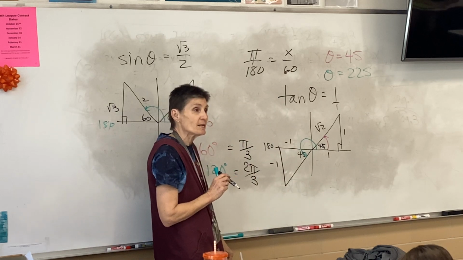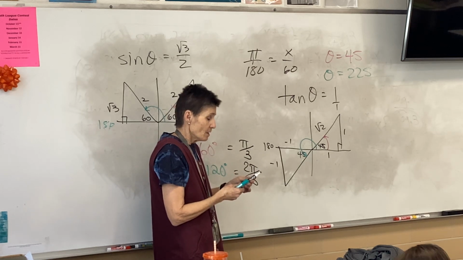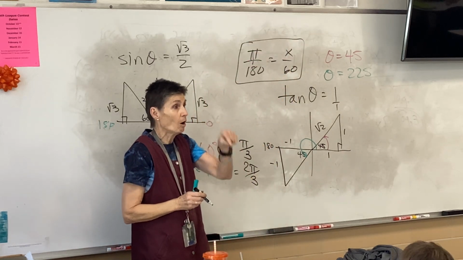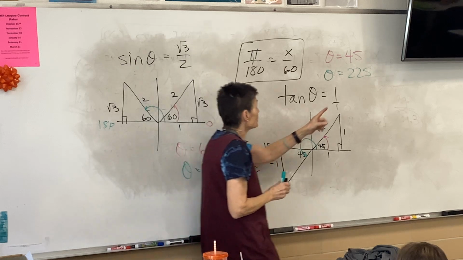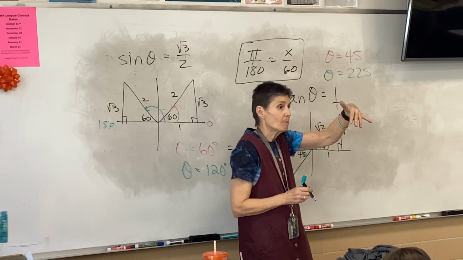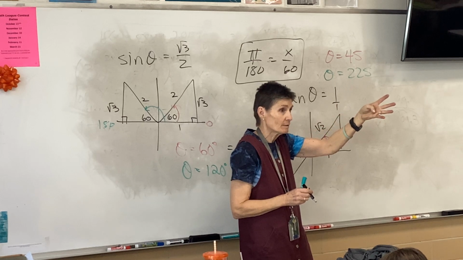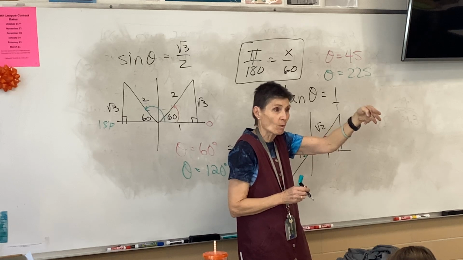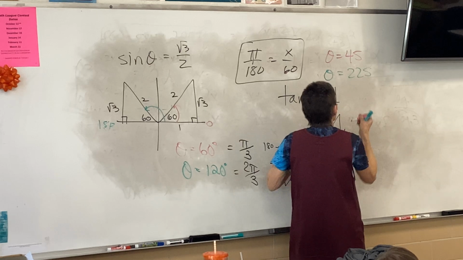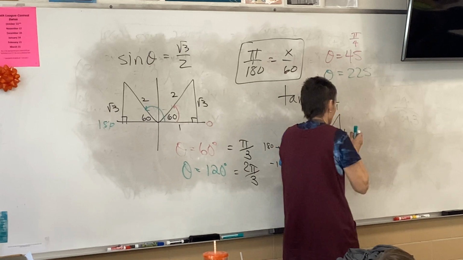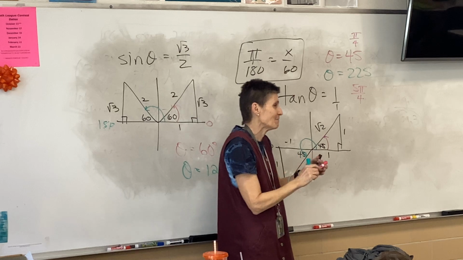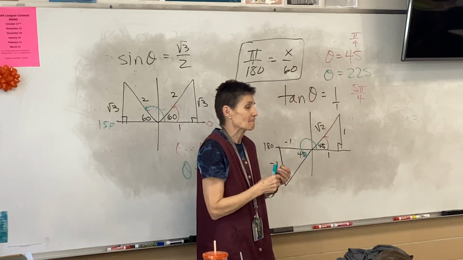Now, I need to change those into radians. So you can set up a proportion like this. That will always work. Or you can think about, wait, 45 is pi divided by 4? A fourth of pi? So this angle is pi over 4. And this one is 5 pi over 4, because 225 is 5 times 45. Yeah. 5 45s.